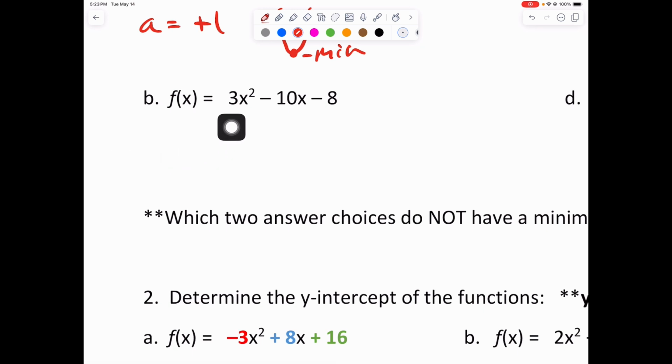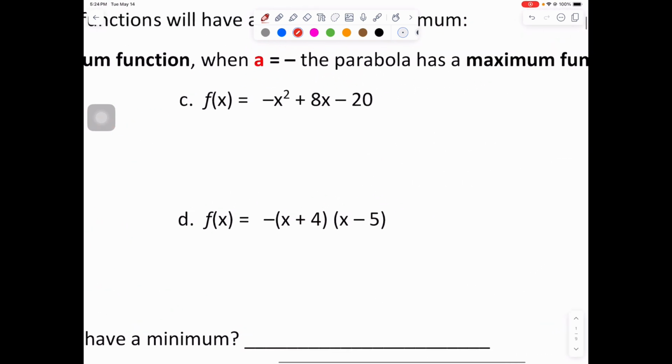All right, we are given the function now in standard form, and the coefficient of x squared, the number in front of x squared, is 3. That makes a equal positive 3, meaning our parabola again will be smiling and producing that minimum. All right, and answer choices C and D.